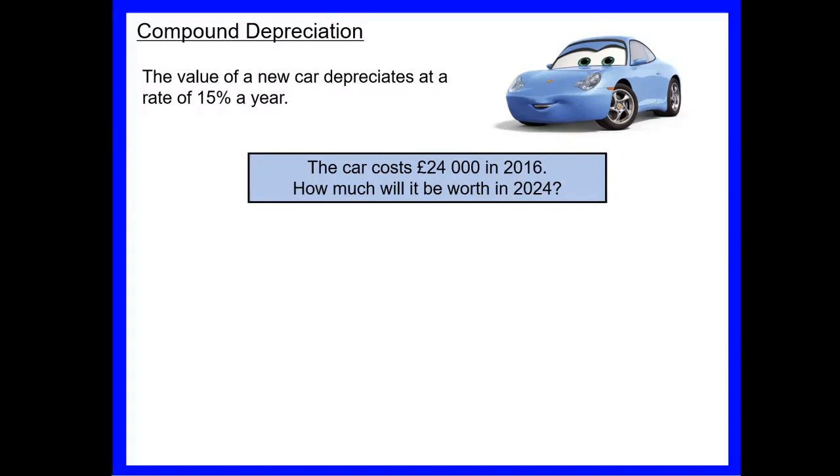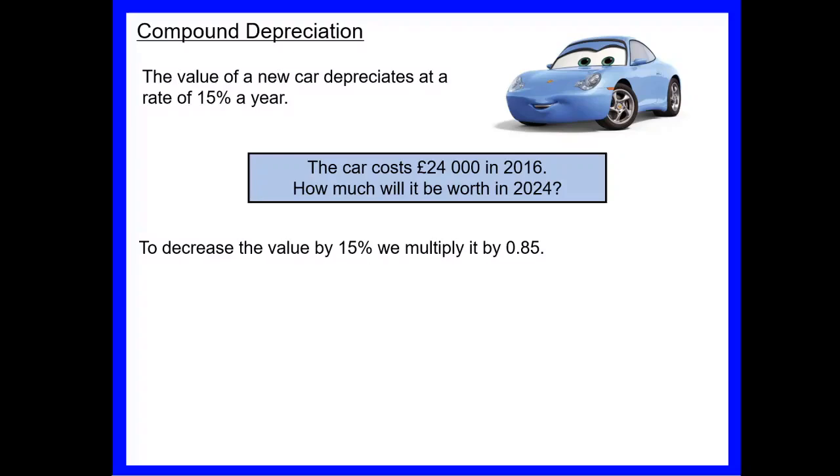2024. Okay, so if we remember from last time then, our formula is that we have our initial amount multiplied by our decimal multiplier. In this case, that will be a decreased percentage, and we raise it to the power of the term that we want to use. So to decrease then by 15%, our decimal multiplier is 0.85.